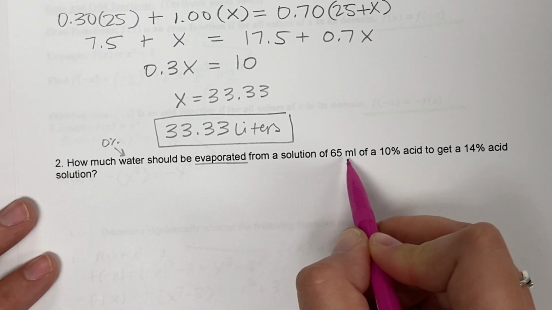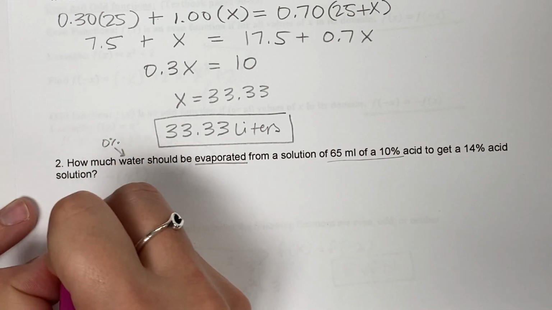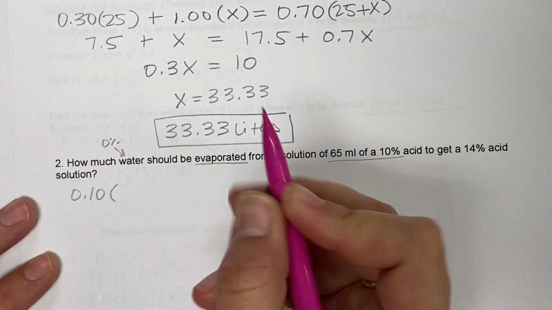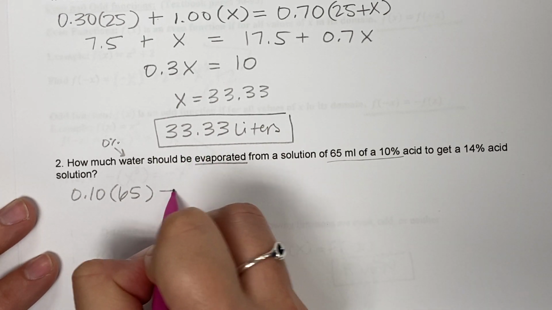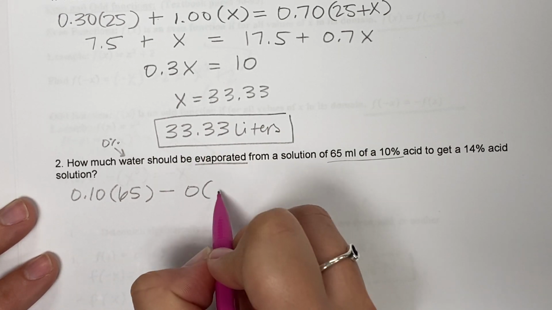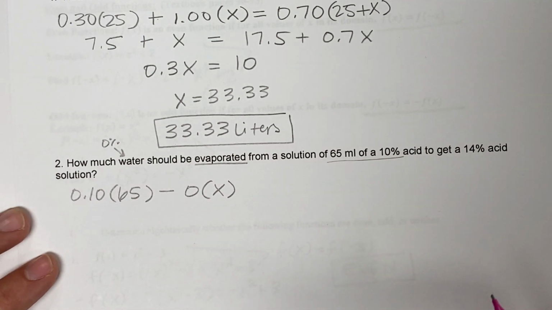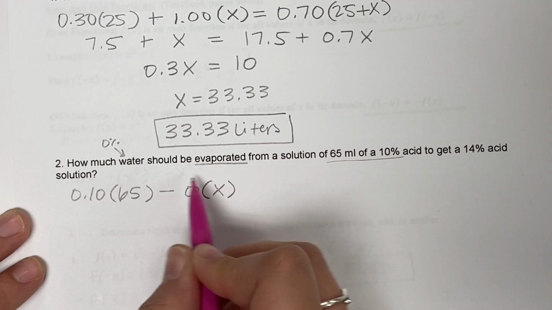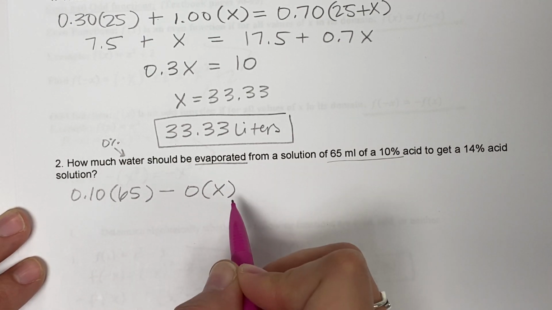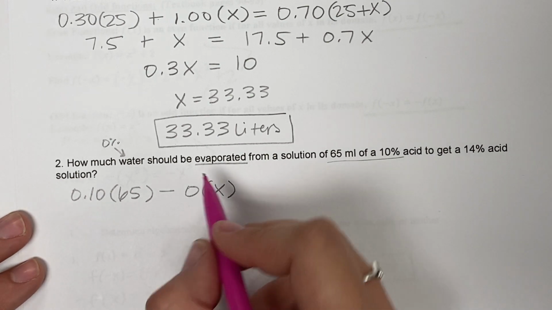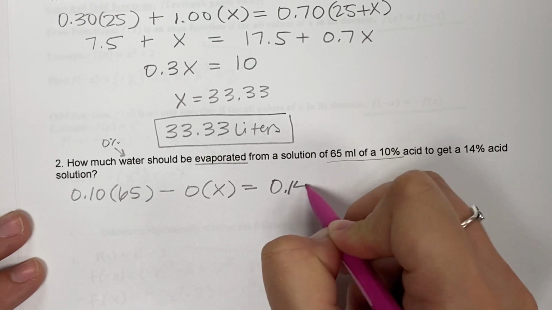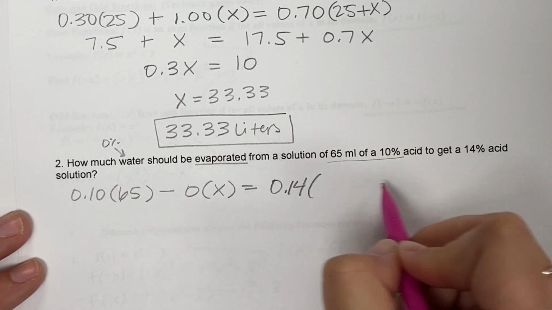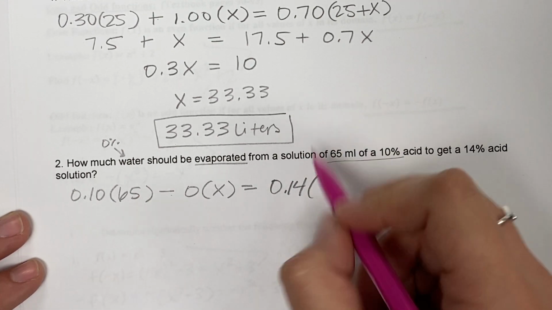So I start out with 10% of 65 milliliters. I'm taking out water, so minus 0%, and I don't know how much I'm taking out. I know that this is going to be 0, but I'm going to write it here for the sake of understanding what's happening. Equals, I want to get 14%. Well, how much is in the solution? 65 minus X.